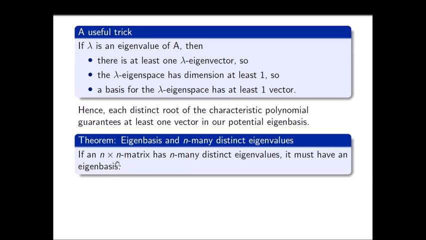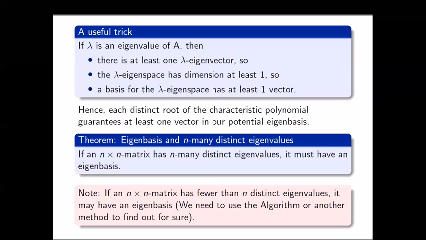This is just a simplification, in this special case, of the observation that we saw a moment ago that related the width of the matrix to the sum of the dimensions of the eigenspaces. But do note that if the n by n matrix has fewer than n distinct eigenvalues, then it may have an eigenbasis or it may not. We'll need to use the algorithm or some other methods to actually find out.